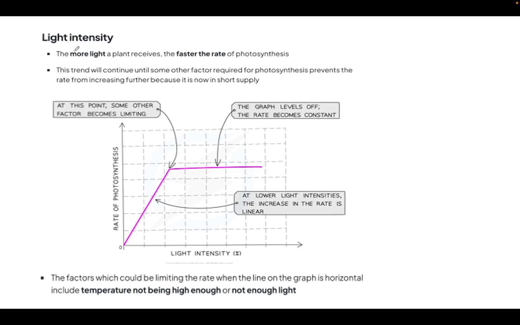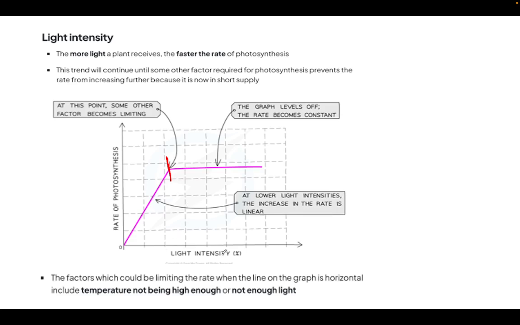On light intensity, the more light a plant receives, the faster the rate of the process. But this one happens here. At low light intensity, there is an increase in the rate here, but only until we reach here. Usually, we have light intensity which is enough. The more we increase light intensity, the rate is supposed to keep increasing. But there is something important I want you to see here, guys. At this point, other factors become limiting.